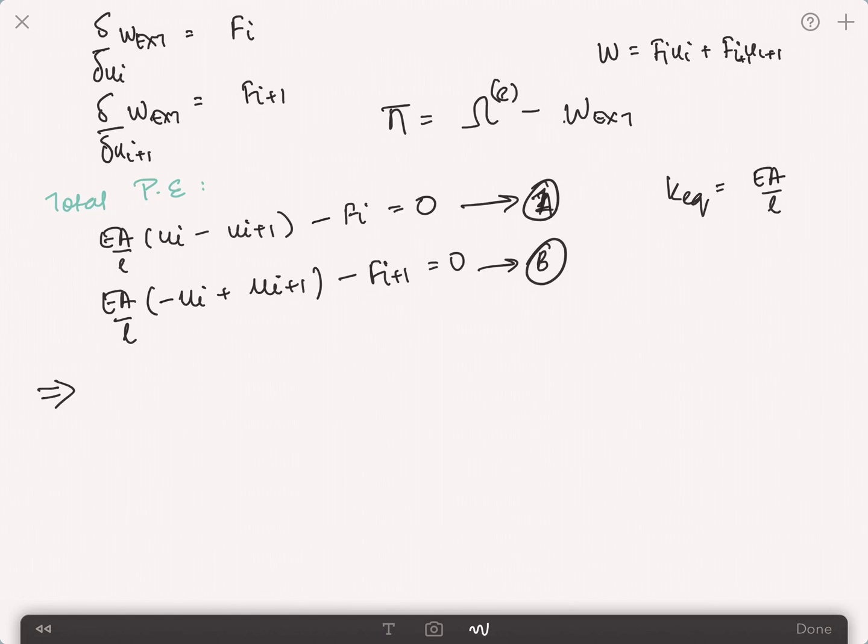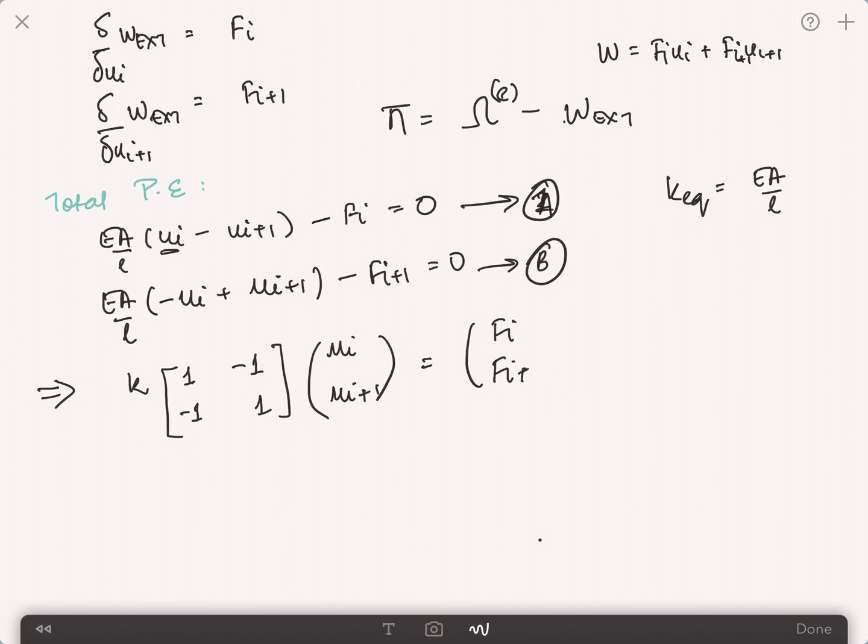So I can write this in a matrix notation where I can say it is K times, for Ui I get 1, for Ui plus 1 I get minus 1, and the same way I get minus 1 for Ui here, and Ui plus 1 is 1. So therefore I must multiply it with the vector Ui and Ui plus 1. And this is a negative sign, so I can take it to the opposite side of the equation, and I can write this also in a vector format as Fi and Fi plus 1.